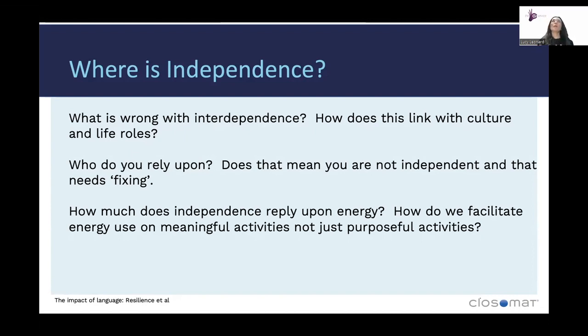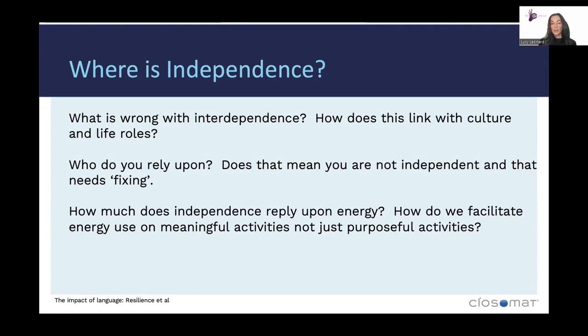And actually, if the goal is independence, think about the impact of being completely independent on energy levels. If you have a certain amount of energy that you can expend in the day, where do you want to use that energy? Would it be undertaking activities such as toileting and getting to the toilet and being independent and using all your activity?